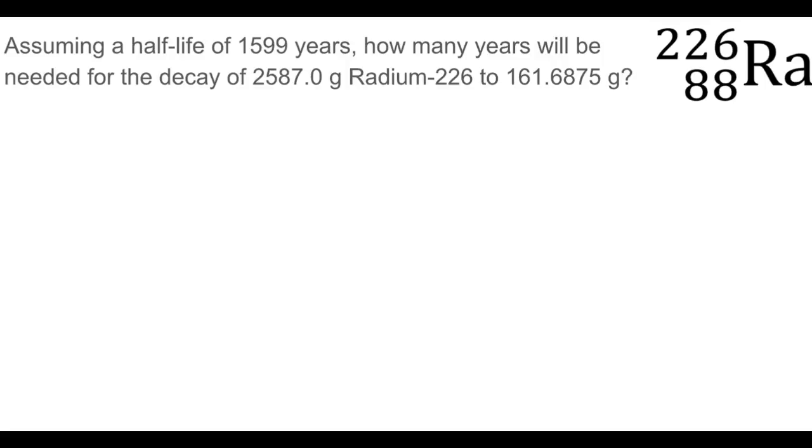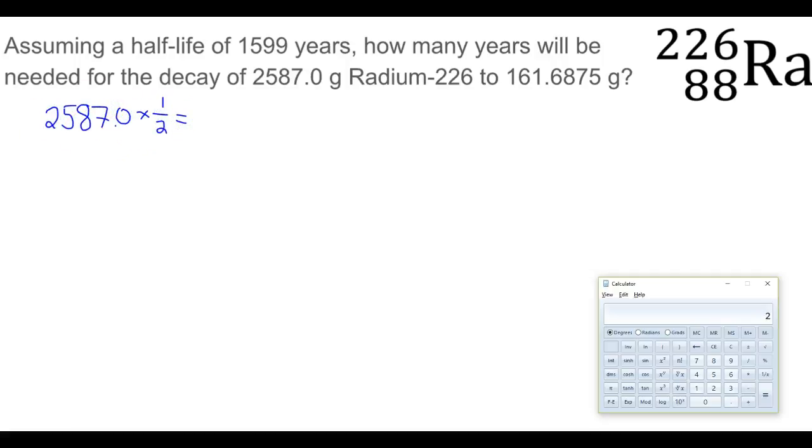So let's assume we have a half-life of 1,599 years. How many years will be needed for the decay of 2,587.0 grams of radium-226 to 161.6875 grams? So this one's going to be a little bit different of a principle for how we're going to get to that.